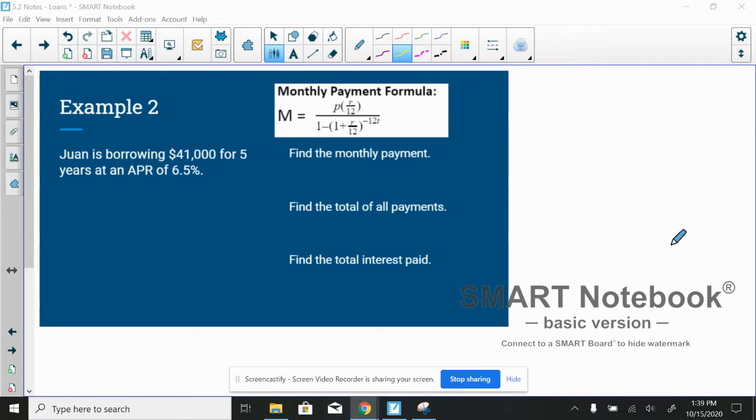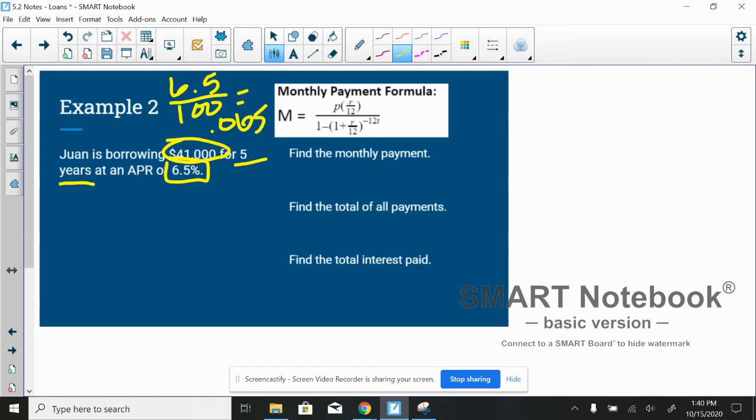Okay, you guys, example 2, very similar to what we already did in example 1. Finding monthly payment, total of all payments, and then basically so that we can do that end game of finding total interest paid. This time, you're going to borrow $41,000 for 5 years at a rate of 6.5%. I'm going to go ahead and convert 6.5, divide by 100 ahead of time so that I can get 0.065 as my rate.